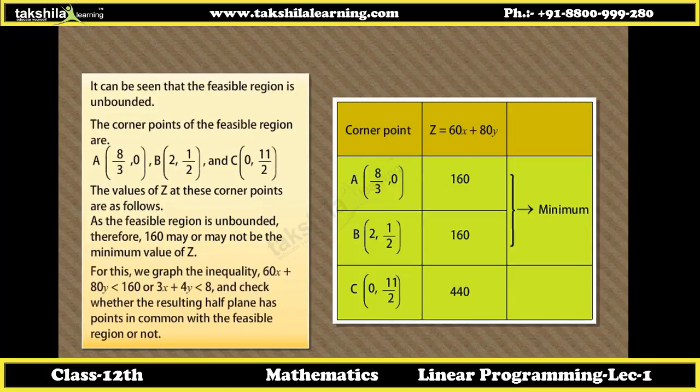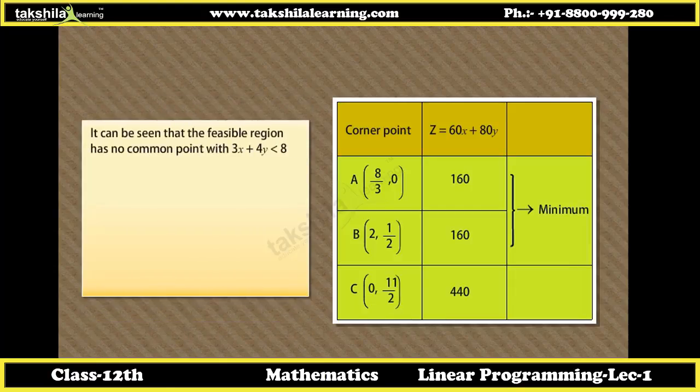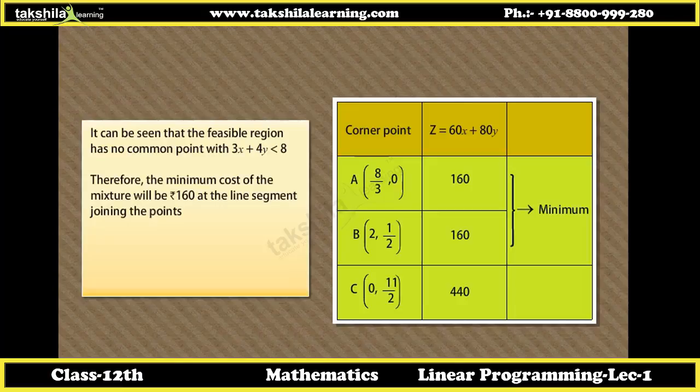For this, we graph the inequality 60x + 80y < 160, or 3x + 4y < 8, and check whether the resulting half-plane has points in common with the feasible region or not. It can be seen that the feasible region has no common point with 3x + 4y < 8. Therefore, the minimum cost of the mixture will be ₹160 at the line segment joining the points (8/3, 0) and (2, 1/2).